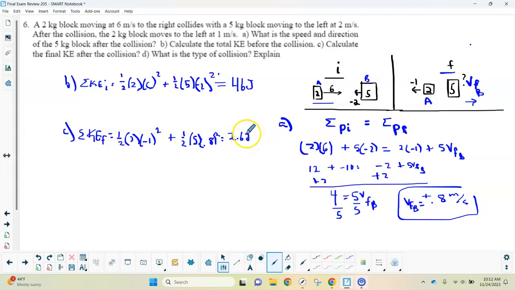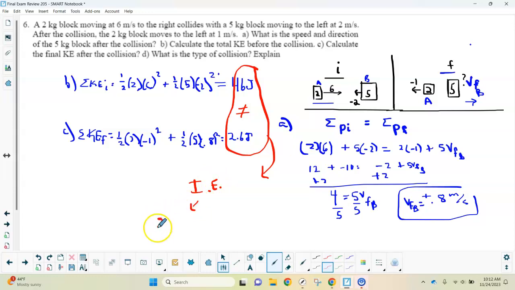And you can see that those two values here, 46 and 2.6, they are not equal. So since they are not equal, that means that it is an inelastic collision. And the reason why it's inelastic is because the total kinetic energy initial does not equal the total kinetic energy after. So that means it's not elastic, because if it was an elastic collision, they would be the same number.